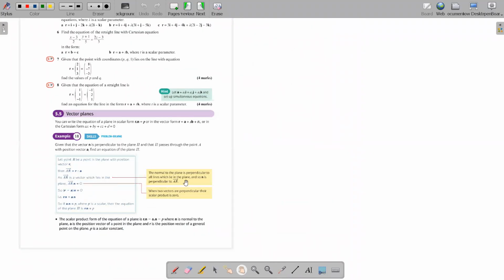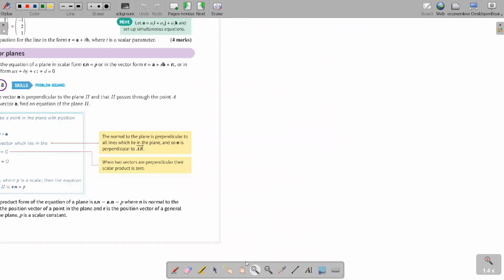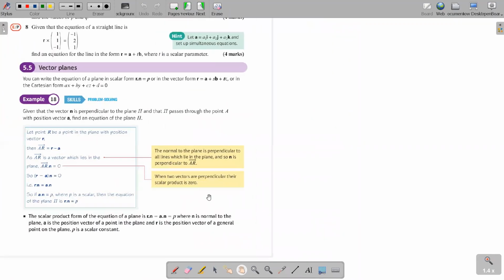Okay, vector planes. Write the topic, children: vector planes. So what do you mean by vector planes, children? So what is a plane? Okay, so you all know planes.